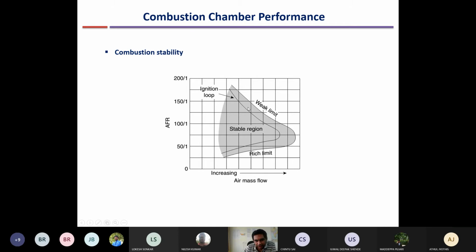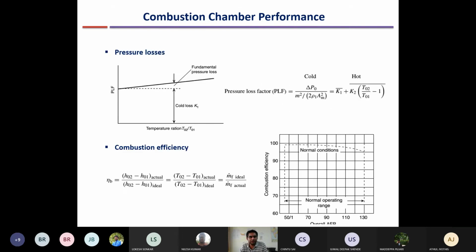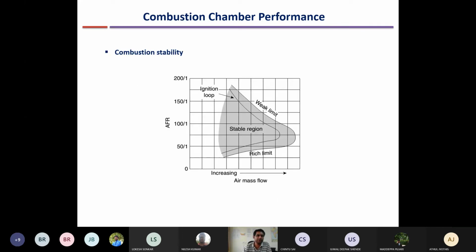So this gray region shows the stable region and is a function of air fuel ratio and air mass flow rate. It shows us the limit of stable operation, stable combustion. So these three are the important parameters: pressure losses, combustion efficiency, and combustion stability, to measure combustion chamber performance while designing the combustion chamber.